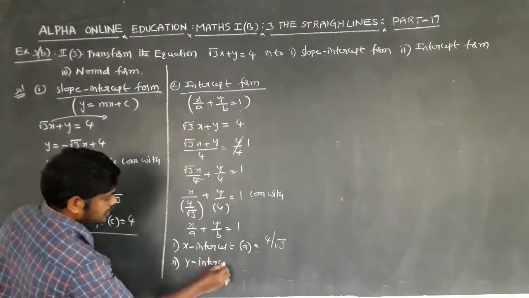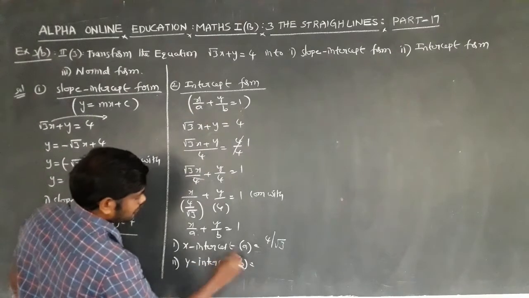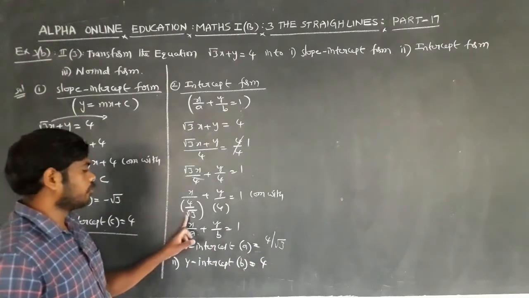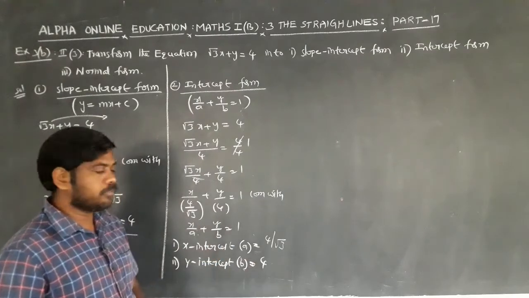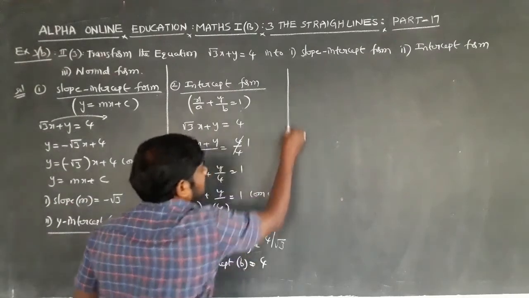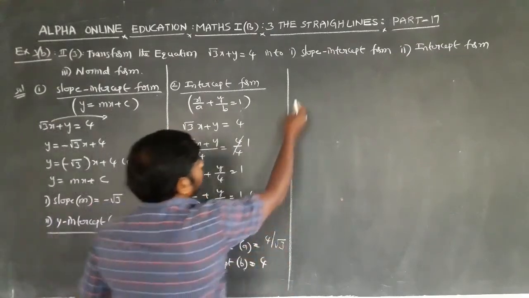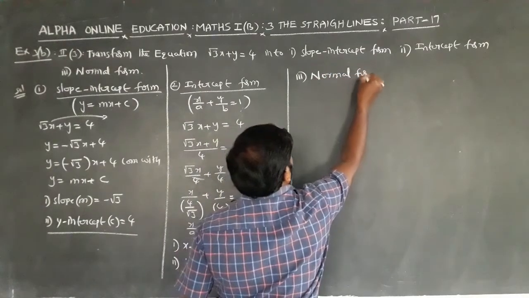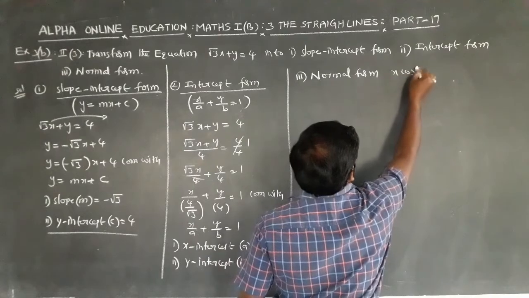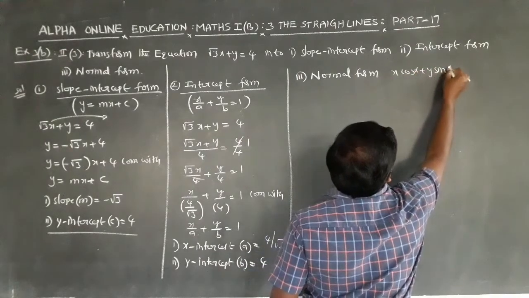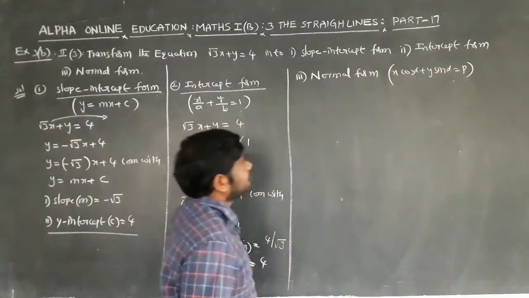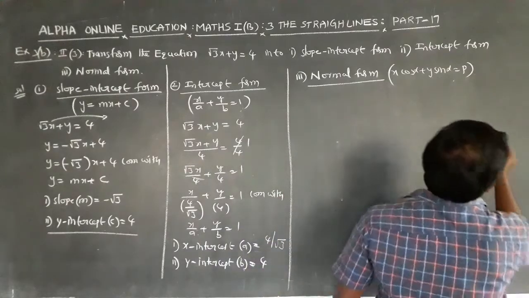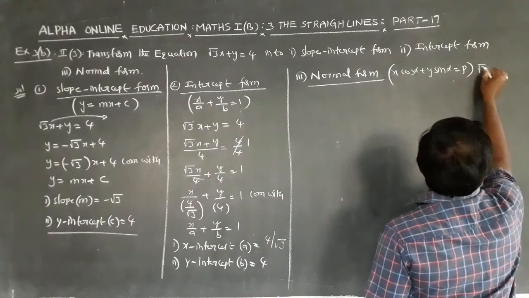Second one is the y-intercept. b = 4. The x-intercept is 4/√3 and the y-intercept b is 4. This is the intercept form. Third one is normal form. Normal form is x cos α + y sin α = p.